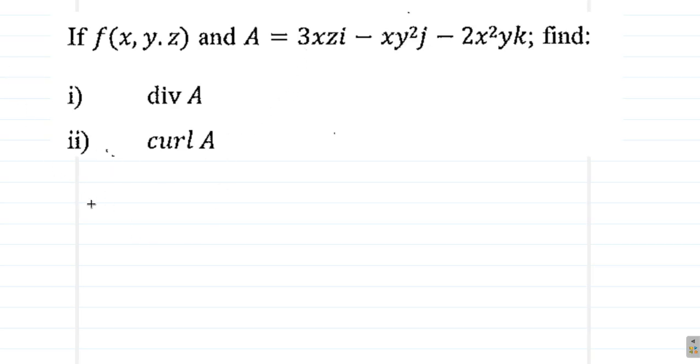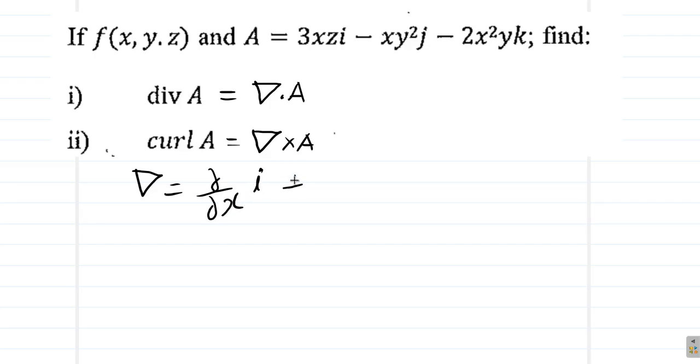Now remember, the divergence of A is really the dot product of the gradient vector and A, while the curl of A is a cross product of the gradient vector and A, where the gradient vector is a partial derivative of something by partial x in the i direction plus partial derivative of something by partial y in the j direction plus partial derivative of something by partial z in the k direction. Now, when you dot that with A, what you're going to get is this. Oh, by the way, I'm not going to do it yet.